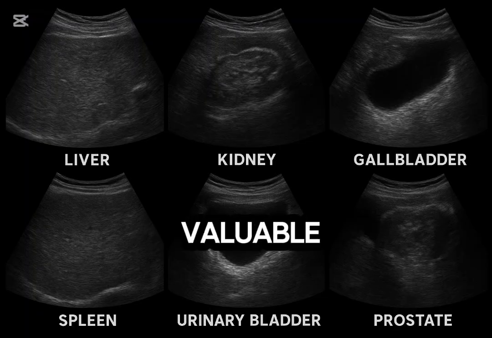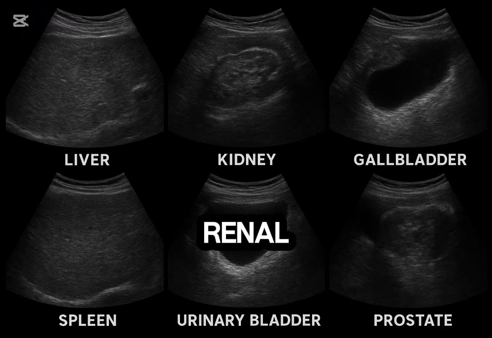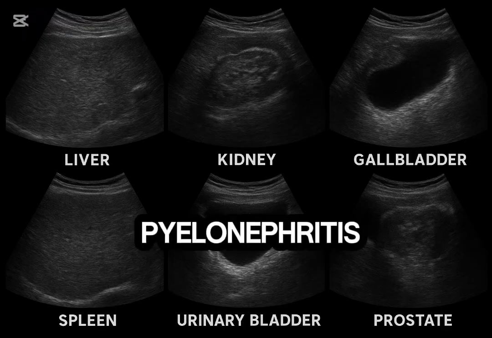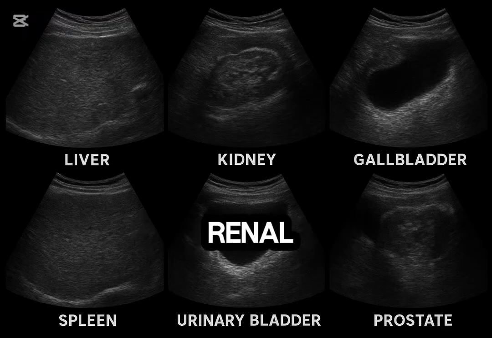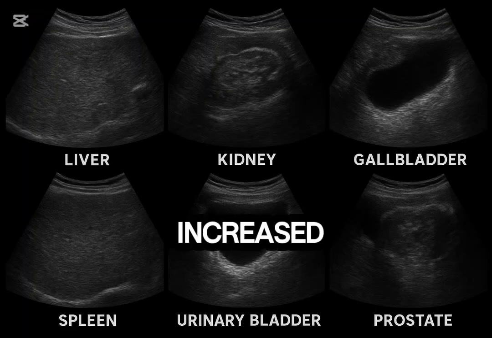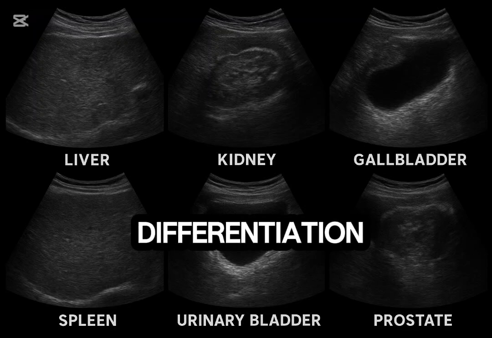Ultrasound is valuable in detecting hydronephrosis, renal cysts, calculi, pyelonephritis, and chronic renal parenchymal disease, which may show cortical thinning, increased echogenicity, and loss of corticomedullary differentiation.